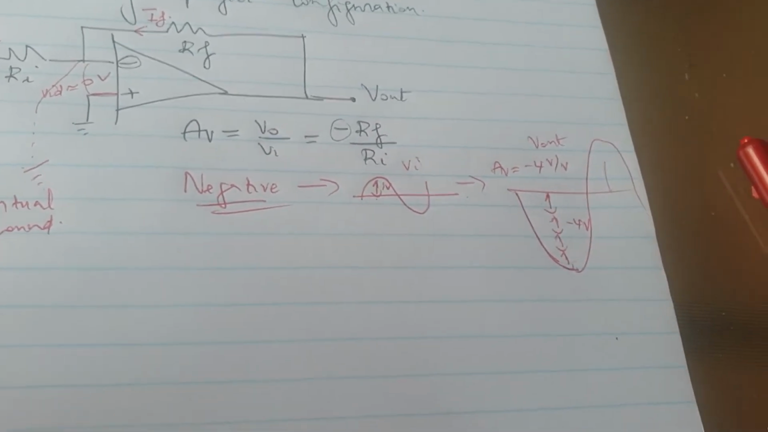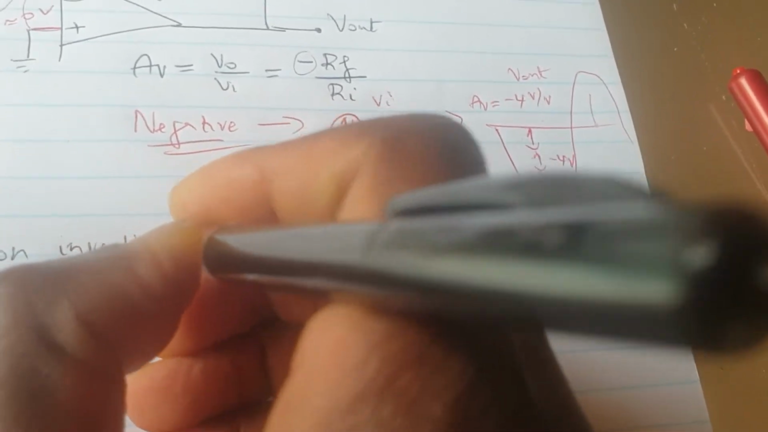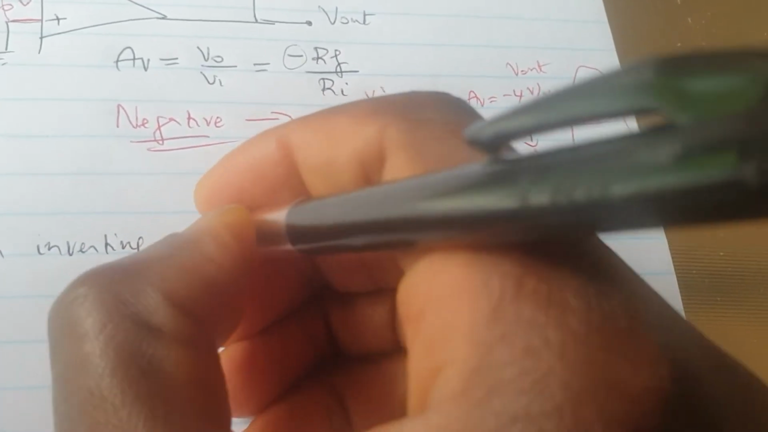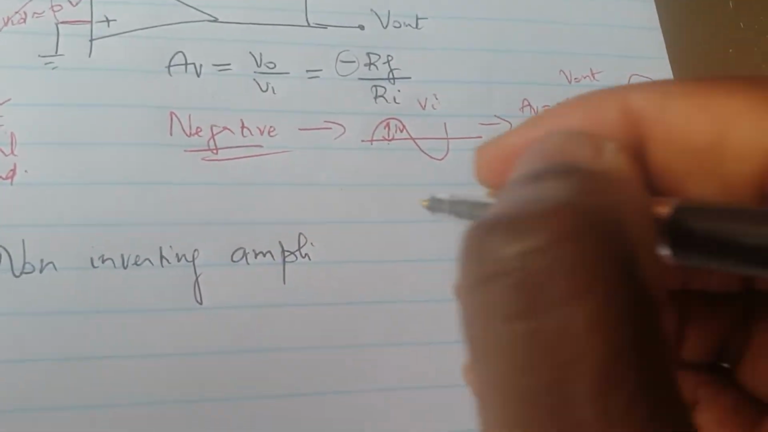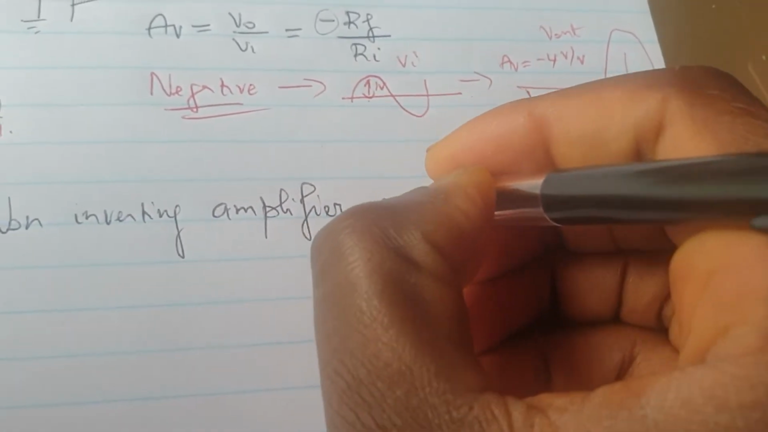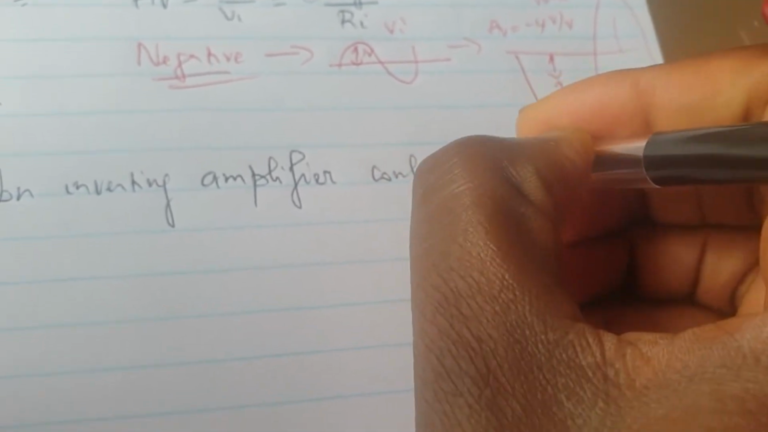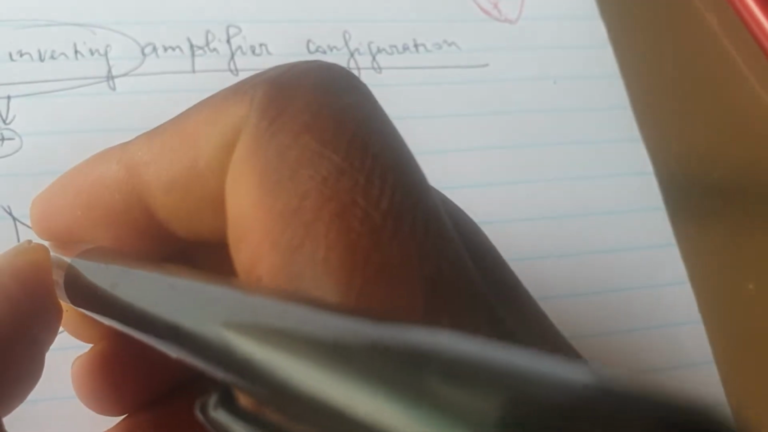Similarly, we've also touched on the non-inverting amplifier configuration. With the non-inverting amplifier configuration, the input is applied on the non-inverting input of the amplifier, which is the positive input.